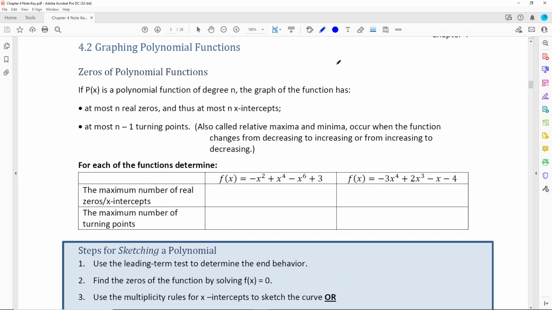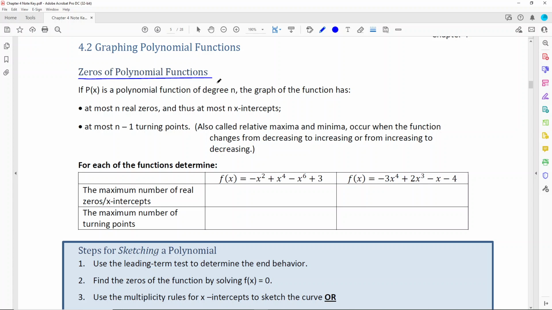4.2 is a really nice extension of 4.1. In fact, I actually kind of already taught 4.2 at the end of 4.1. So hopefully this feels a little bit like review. The first thing we're going to start with is just putting down on paper the official number of zeros that you can get for a polynomial function.